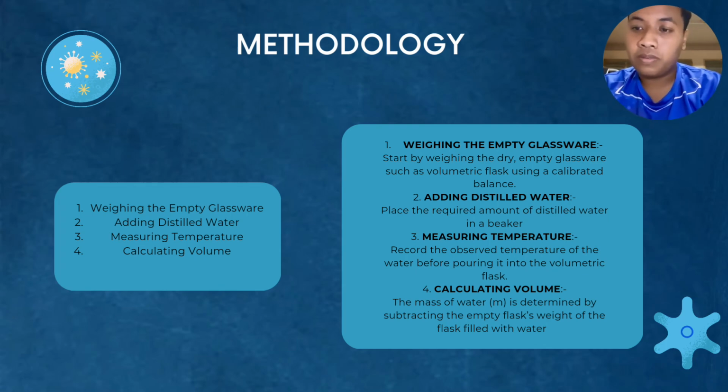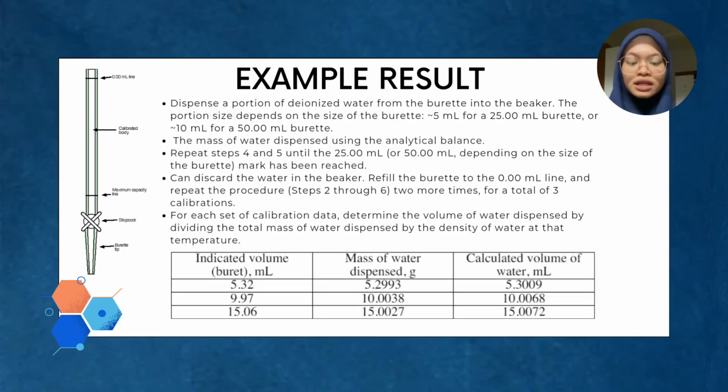Weighing the empty glassware: start by weighing the dry empty glassware such as volumetric flasks using a calibrated balance. For second, adding distilled water. Place the required amount of distilled water in a beaker. Then, measuring the temperature. Record the observed temperature of the water before pouring it into the volumetric flask. And last, calculating volume. The mass of water, M, is determined by subtracting the empty flask weight from the weight of the flask filled with water.